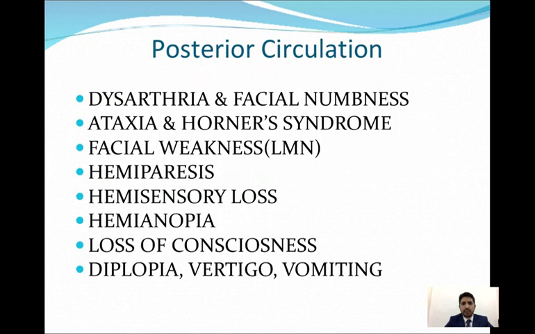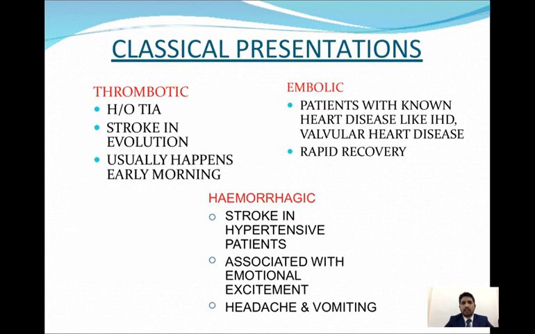Infarct of the posterior circulation will give rise to dysarthria, facial numbness, ataxia, Horner's syndrome, facial weakness, hemiparesis, hemisensory loss, hemianopia, loss of consciousness, diplopia, vertigo, and vomiting. The clinical presentation depends upon whether it is thrombotic, embolic, or hemorrhagic. These are just to help you, but they do not always present in this way. In thrombotic stroke, there is a history of TIA, stroke in evolution, and it usually happens early in the morning.